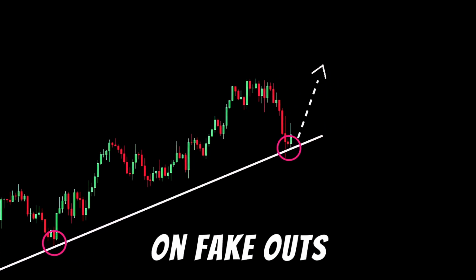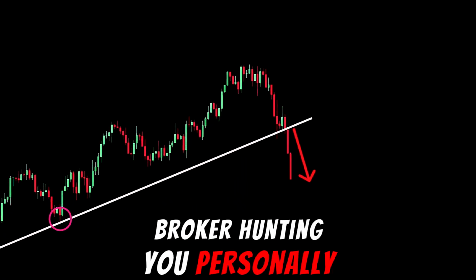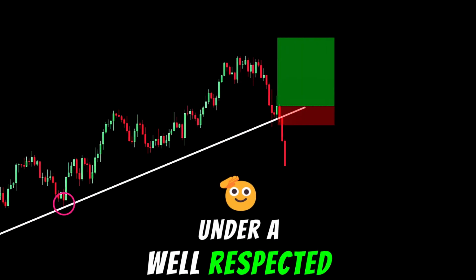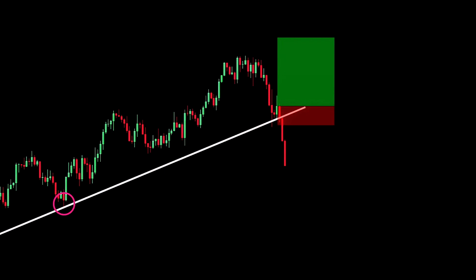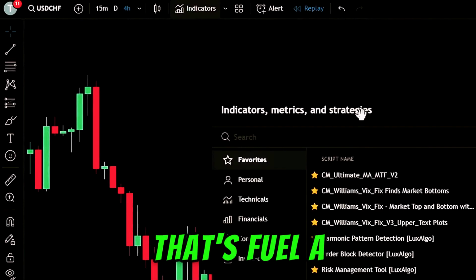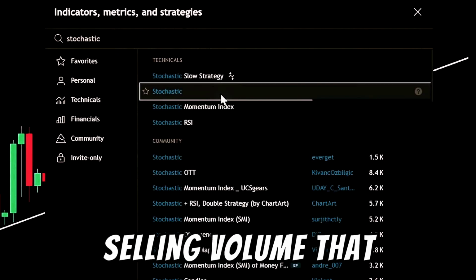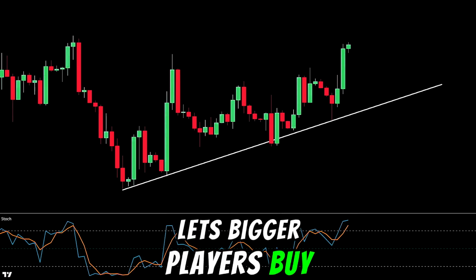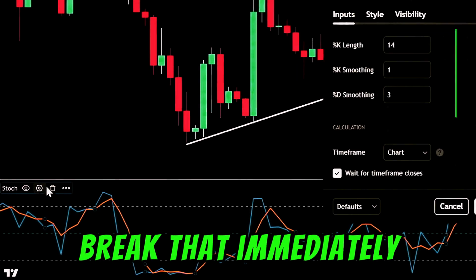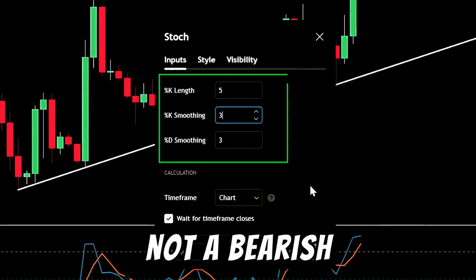One more thing on fakeouts. Because they're not random, and they're not the broker hunting you personally. Look at where the stops sit. Under a well-respected rising line, there is a shelf of stop-loss orders from every trader who bought the previous 3 touches. That's fuel. A move down through the line triggers those stops, which creates the selling volume that lets bigger players buy. That's why the sweep and reclaim pattern exists, and why a break that immediately closes back inside the line should be read as a bullish signal, not a bearish one.